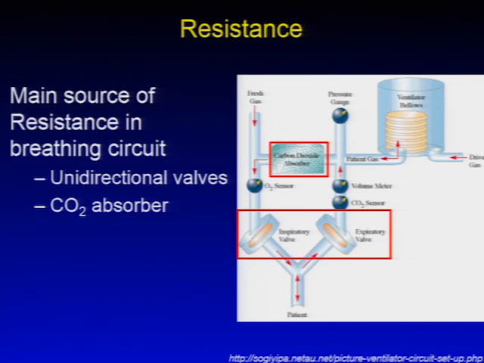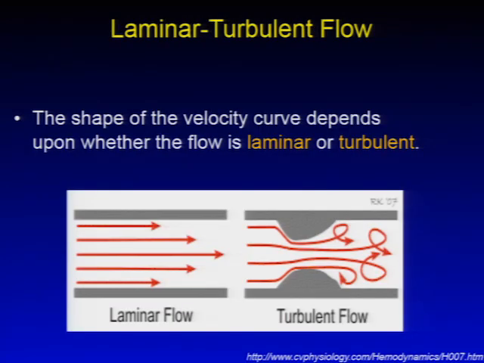So, resistance of the anesthetic machine comes from two sources. One is that you need a directional valve and also a CO2 absorber. That implication is important, especially in a pediatric population. So again, laminar and turbulent flow come into effect.